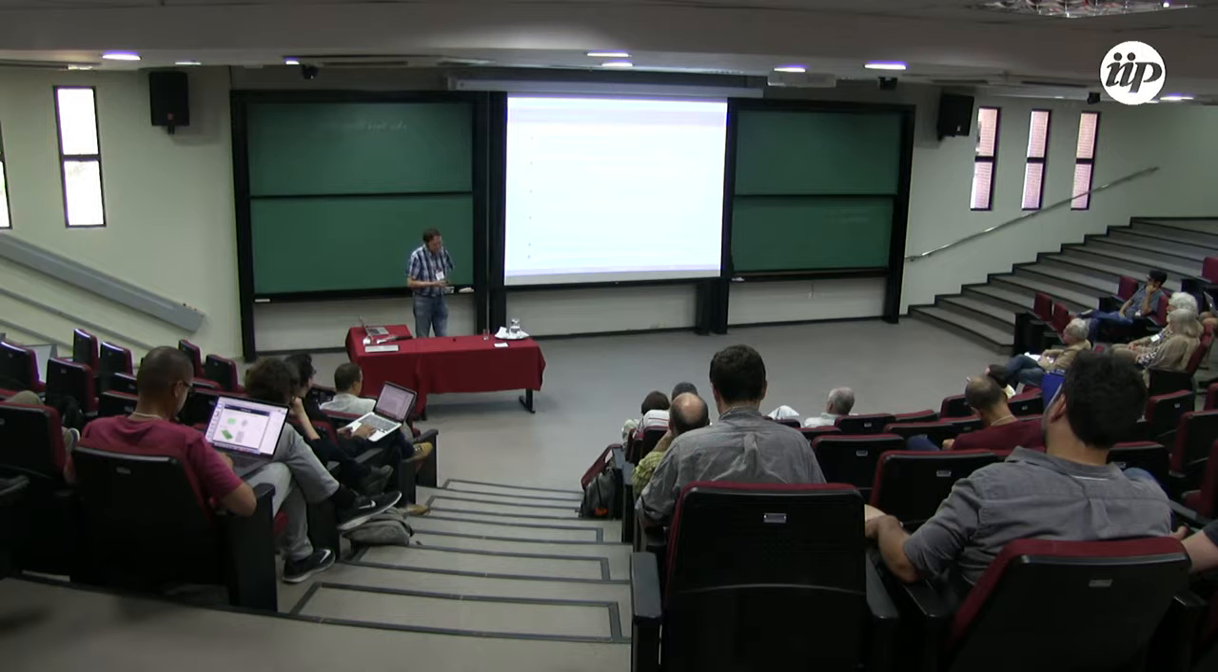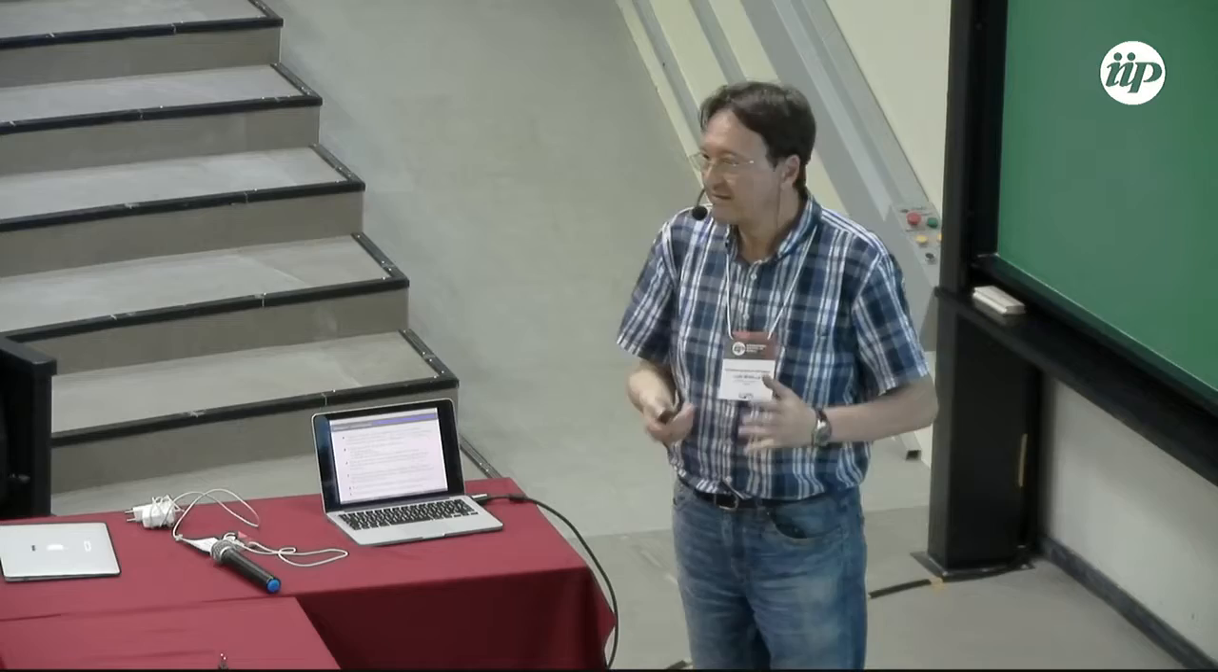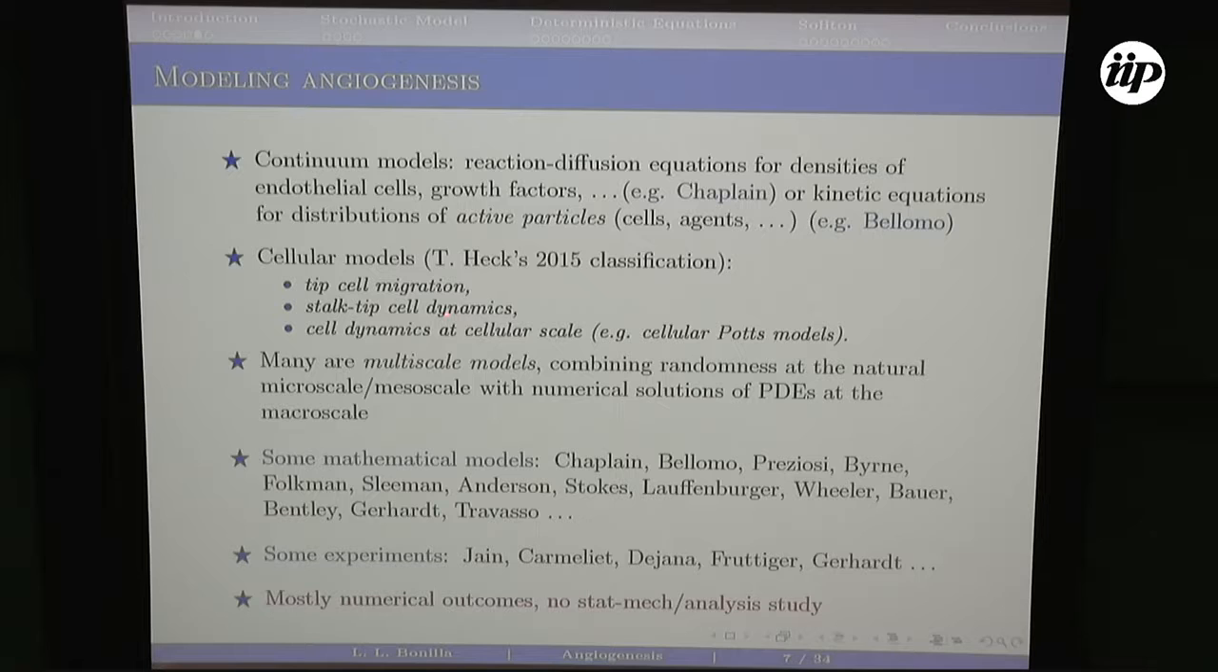Then there are these more complicated stalk tip cell dynamics. Sometimes the stalk cells crawl over the tip cell and take over. But for the models I'm presenting here, I'm going to ignore that. Then if you want to understand haptotaxis and durotaxis and all of that, how the cells crawl on top of the extracellular matrix, you need more detailed models than the ones I'm going to use.